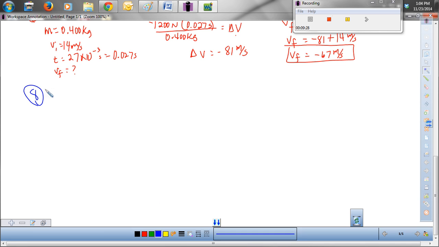Okay, we'll do number 8, and then we'll pause it and save it, and then I'll do 9, 10, and 11. Okay, so you have a block of wood resting on a tabletop. It has a mass of 3 kilograms. Not moving at all.